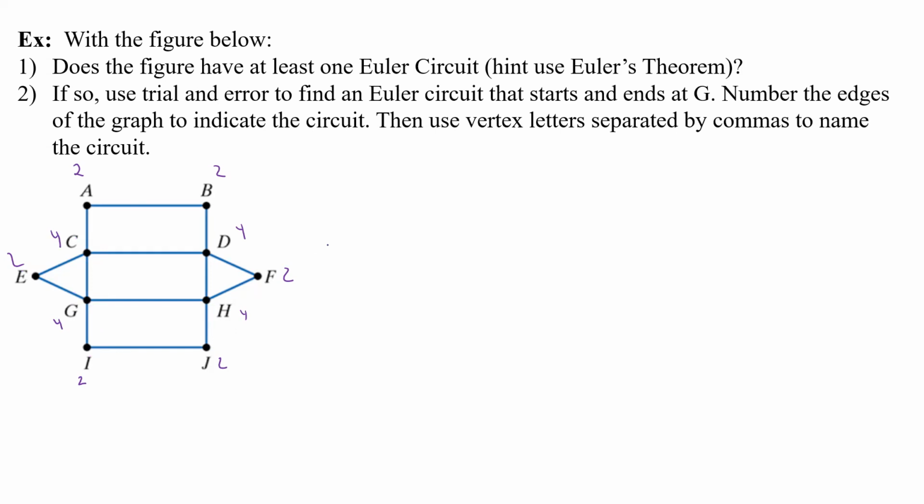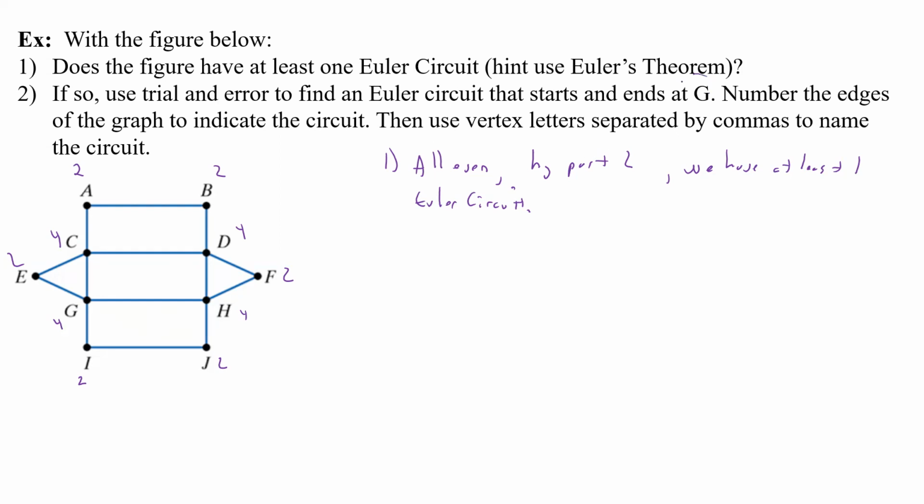So since it's all even, by part 2, we have at least one Euler circuit. Okay. So because of part 2 of Euler's theorem, all of them are even, then we have at least one Euler circuit.